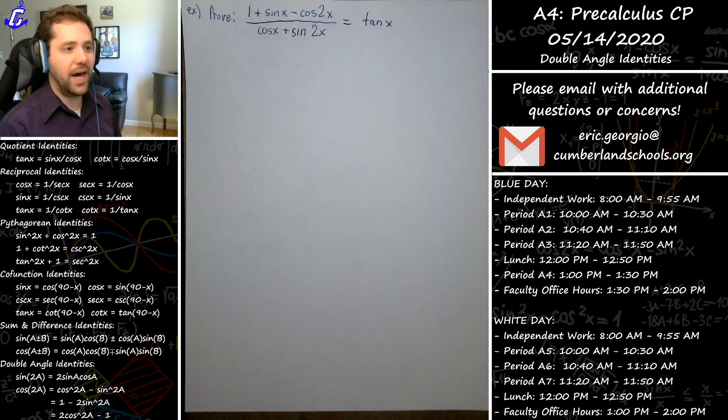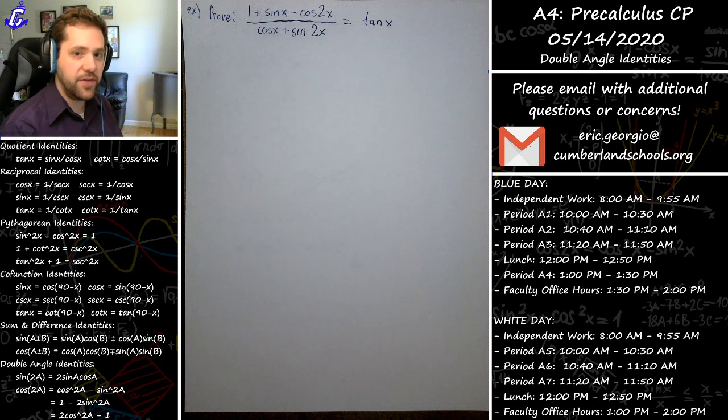Okay. So I got 1 plus sine of x minus cosine of 2x over cosine of x plus sine of 2x. And I want to prove that that's all equal to the tangent of x.